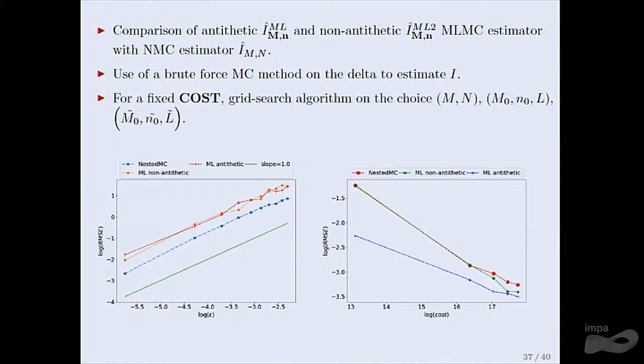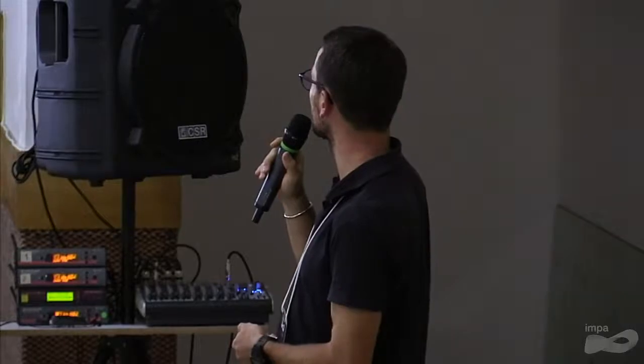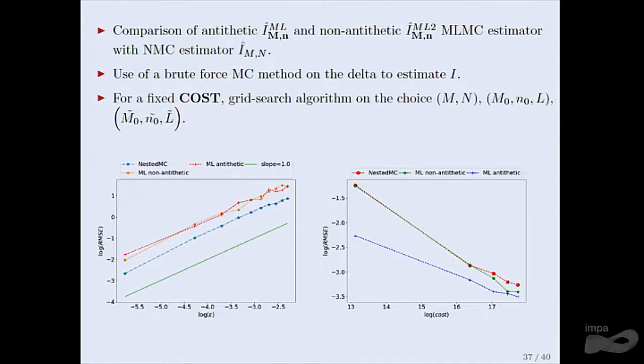But now some numerical graphs. We wanted to compare all estimators. If you fix a cost, you run a grid search algorithm to find the parameters. The problem with these methods is that you get orders of something, so there are some constants. All the time you have M0 and L0, so you need to estimate those. By running a grid search algorithm, you get a good approximation of those.